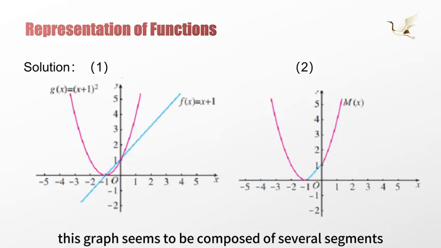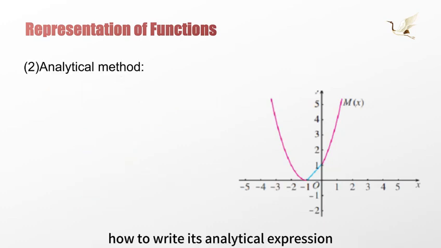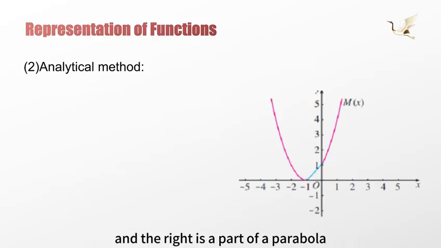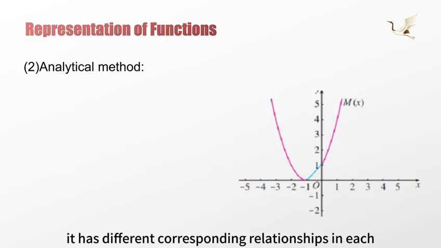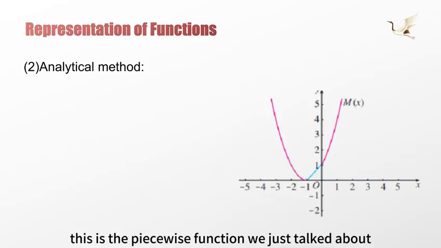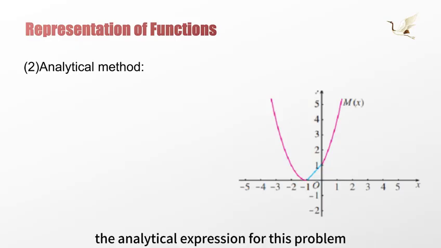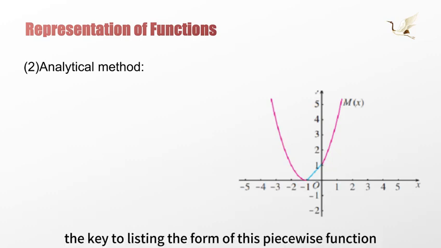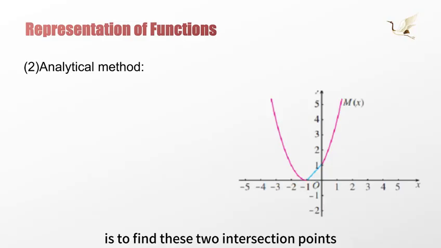Okay, let's observe that this graph seems to be composed of several segments. So the next question is how to write its analytical expression from its graph. We further observe this function, and in fact, the left side is still a part of the parabola. The middle is a part of a straight line, and the right is a part of a parabola. It has different corresponding relationships in each paragraph. This is the piecewise function we just talked about, which means that the analytical expression for this problem should be a piecewise function. The first segment is a parabola, the second segment is a straight line, and the last segment is a parabola. The key to listing the form of this piecewise function is to find these two intersection points.